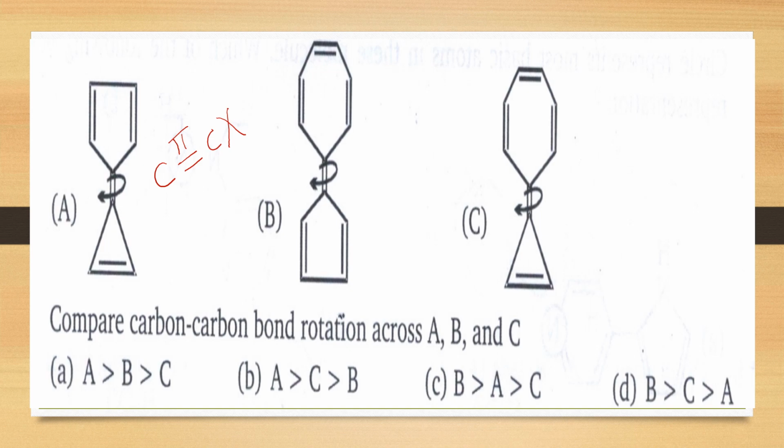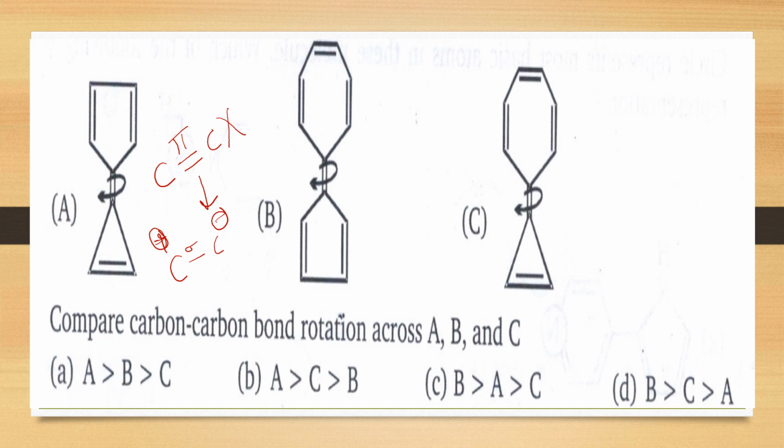But if this pi bond can convert into a sigma bond, with plus and then minus charges, then these carbons can rotate. So we have to find out in which of the compounds the pi bond can convert easily into a sigma bond.